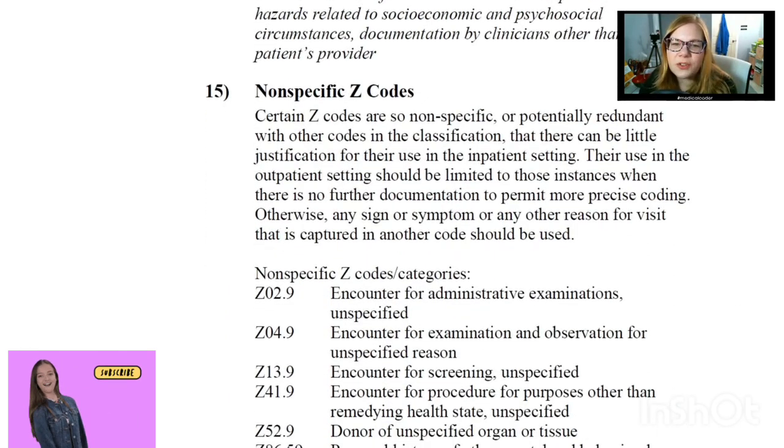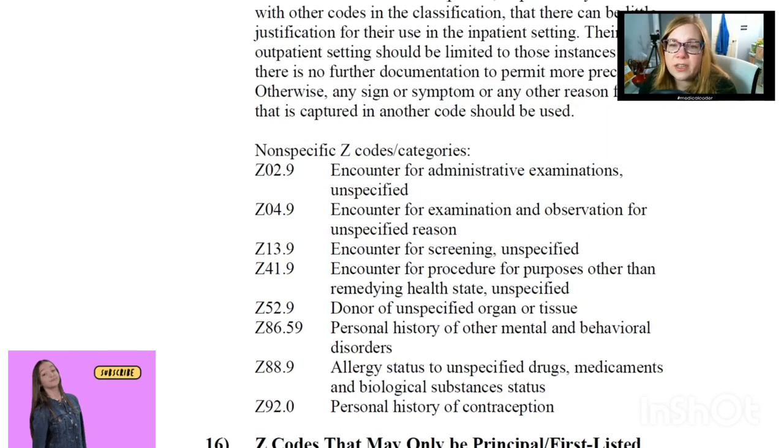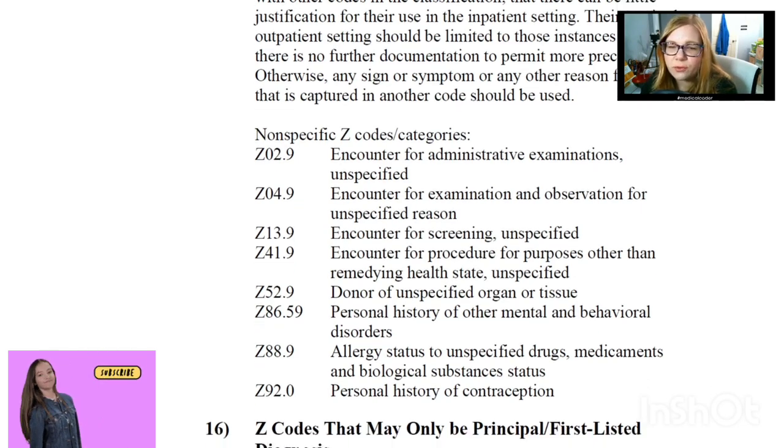Non-specific Z codes. Certain Z codes are so non-specific or potentially redundant with other codes in the classification that there can be little justification for their use in the inpatient setting. Their use in the outpatient setting should be limited to those instances when there is no further documentation to permit more precise coding. Otherwise, any sign or symptom that's captured in another code should be used. Some of the non-specific Z code categories: Z02.9, encounter for administrative exams, unspecified. Then we have unspecified reason, encounter for screening unspecified, personal history of other mental health and behavioral disorders, etc.